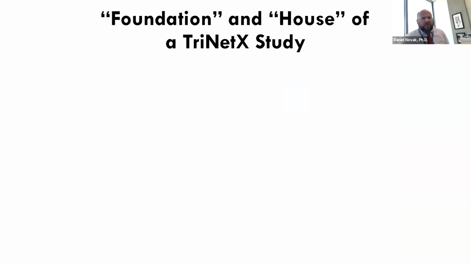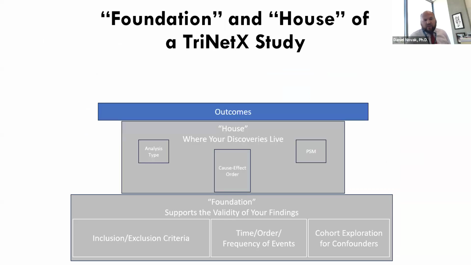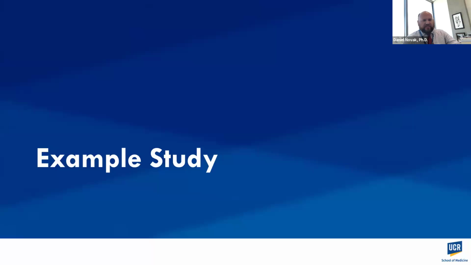In my clunky metaphor of TriNetX, we've completed the foundation by doing good literature reviews, created good cohort inclusion and exclusion criteria, time and order effects, and cohort exploration for confounders. We have built the structure of our house, which is choosing good analysis type for our project, cause and effect order, and propensity score matching. We covered this a lot in session 3 last week. And now we're building our outcomes. We're putting the roof on our house and making sure that it's nice and sound.